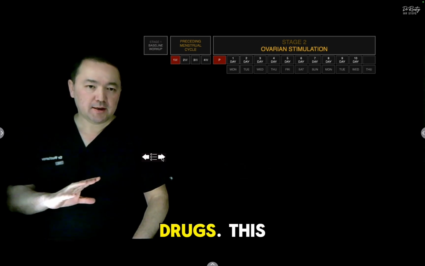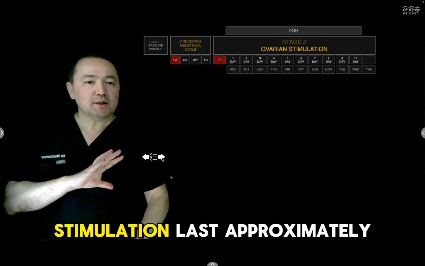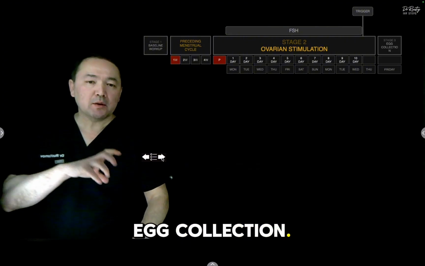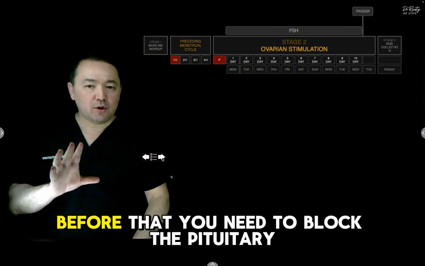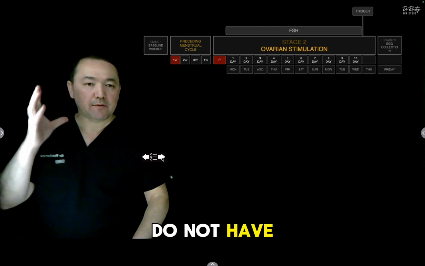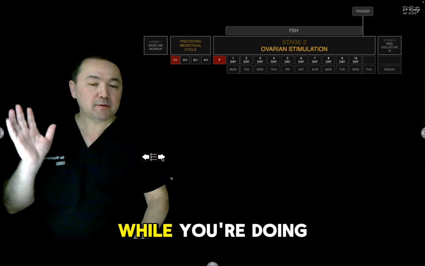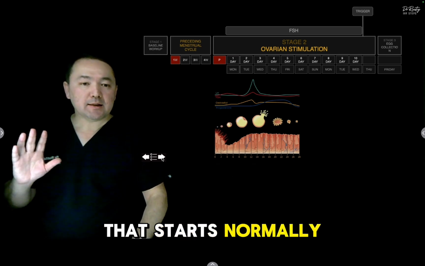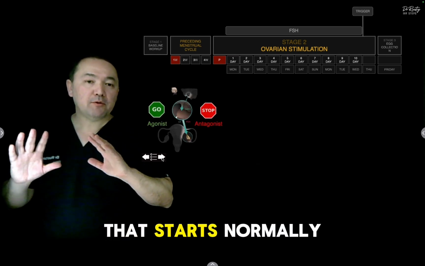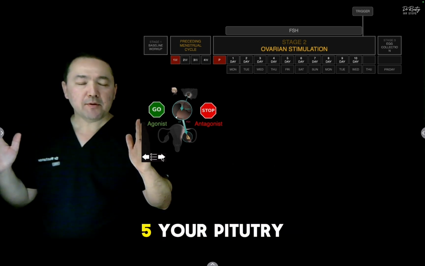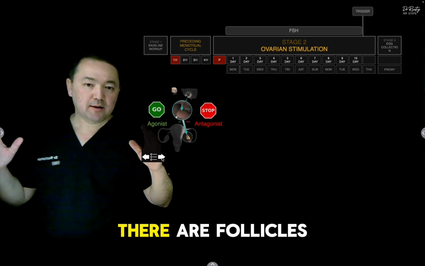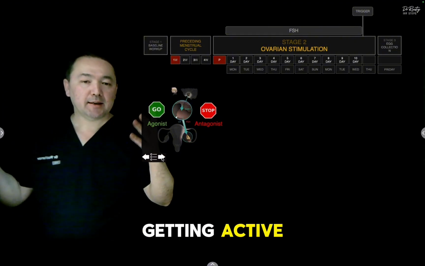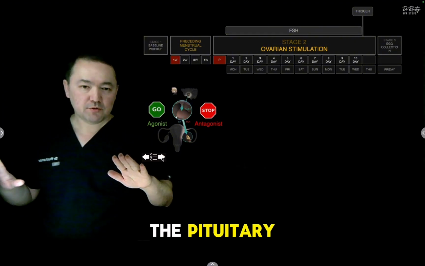These are FSH drugs. This stimulation lasts approximately 10 days. Then you have a trigger shot, then you do egg collection. Before that, you need to block the pituitary so that you do not have a surge of ovulation hormone while you're doing stimulation. That starts normally from day 5, because until day 5 your pituitary doesn't sense that there are follicles. From day 5, day 6, your pituitary starts getting active. Before that, we need to block the pituitary.